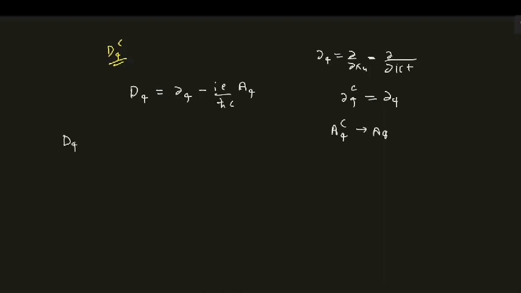So when we now apply charge conjugation, this minus e changes to plus e, and A4 charge conjugated. In the next line we further solve it, we get ∂4 plus of ie by ħc A4. This is our D4 charge conjugated.